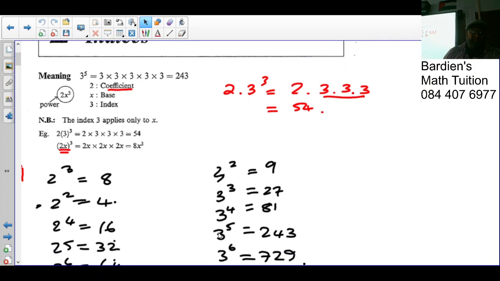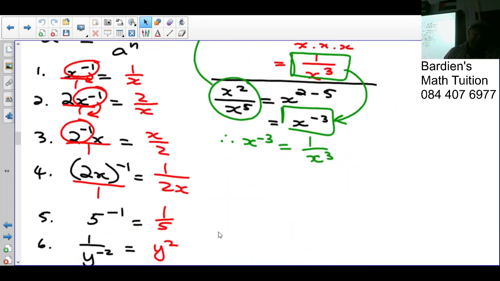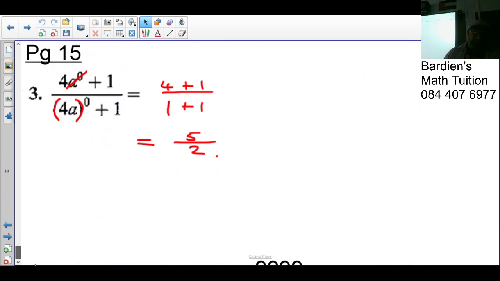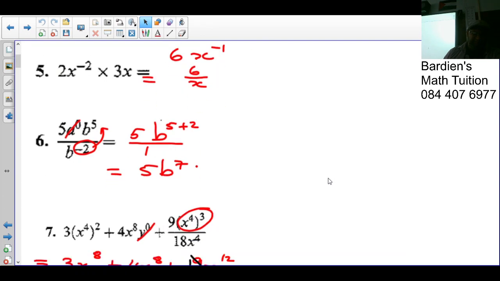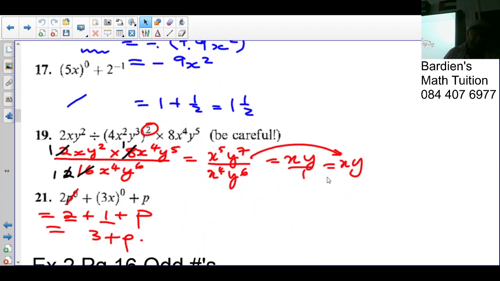Yesterday I gave you some homework. And the homework was the exercise. Which page is that on? 16.